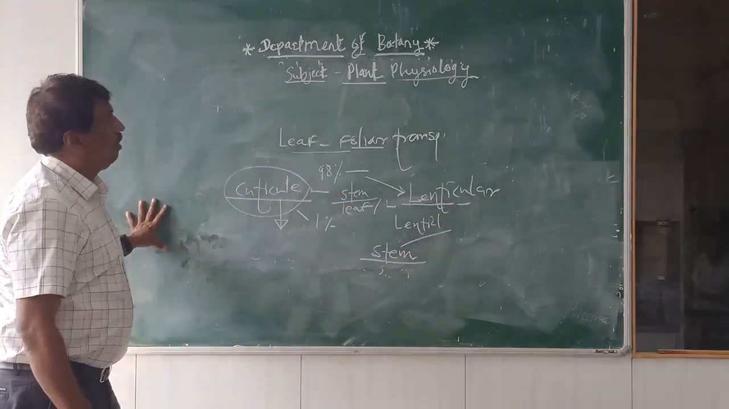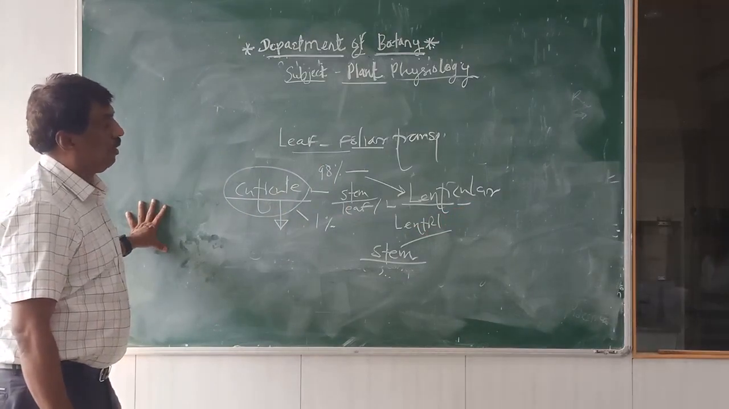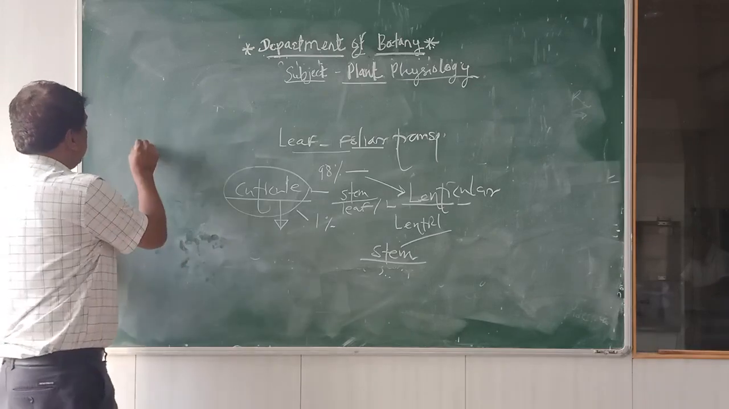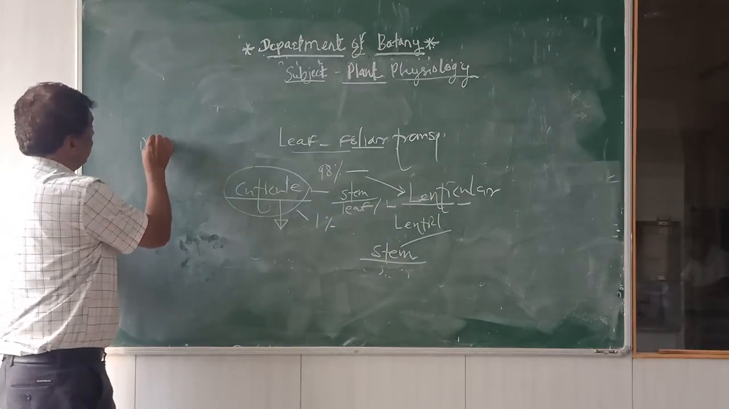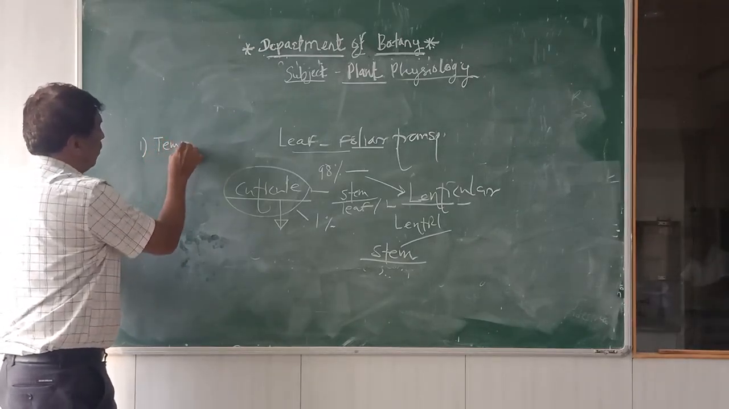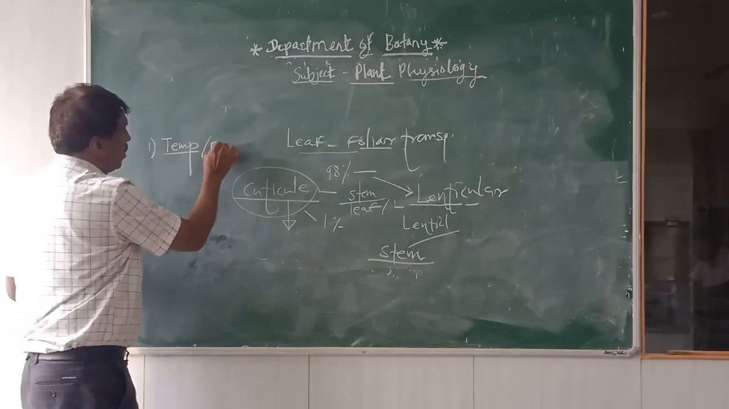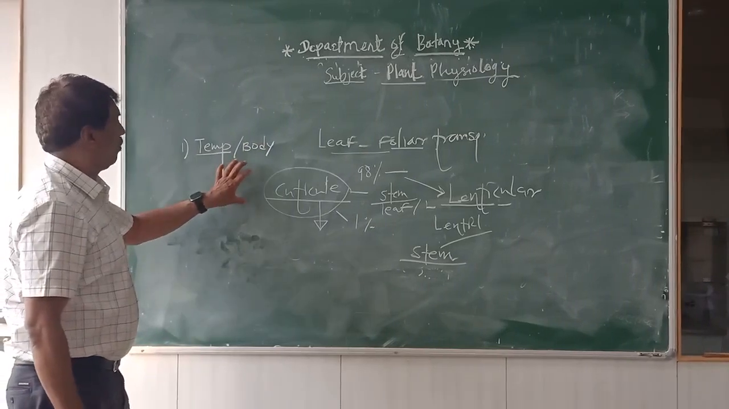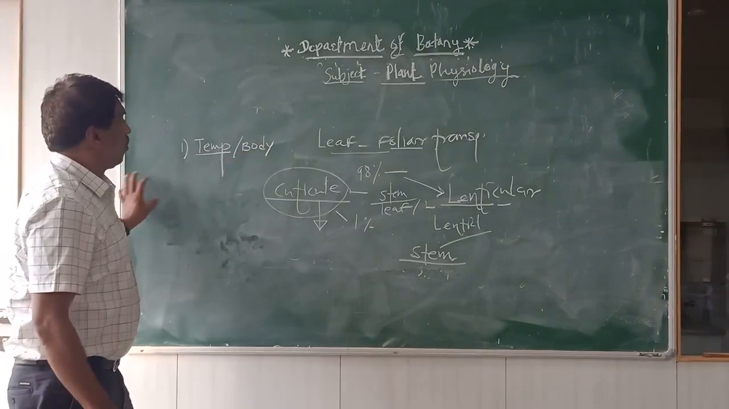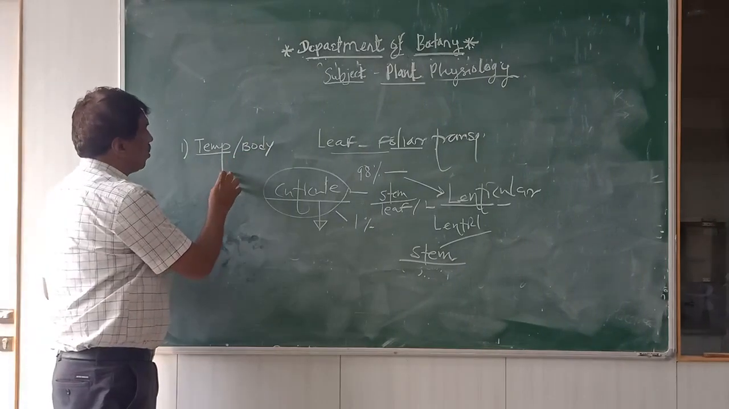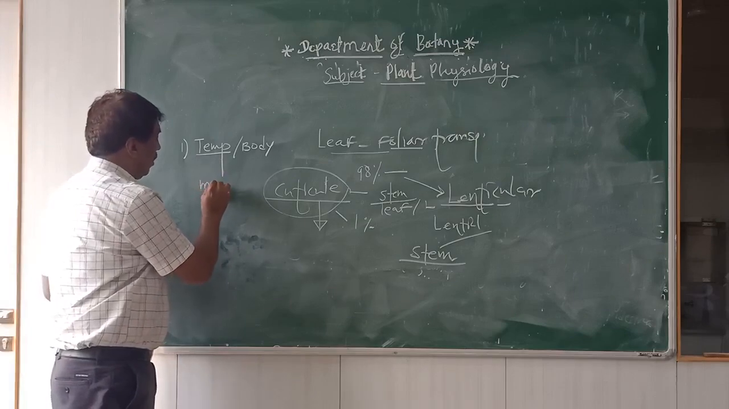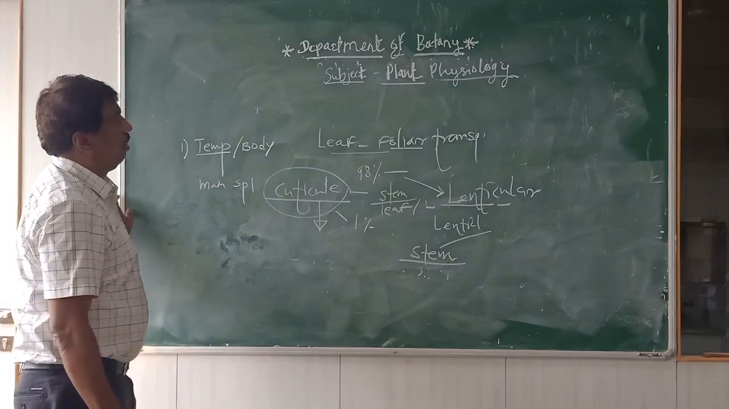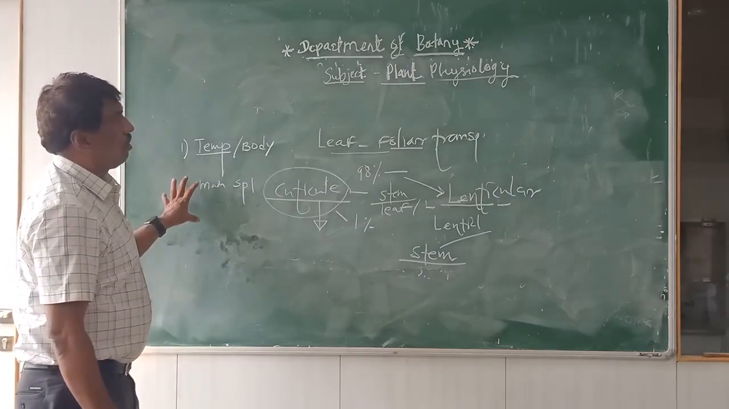Now the point is, why is transpiration required? There are different reasons behind the transpiration process. The first important reason is temperature. The body temperature of the plant is important. Through this transpiration process, one can maintain the body temperature. So transpiration plays a significant role in maintaining a specific temperature of the plant body. That is one of the reasons, or rather the most important reason.